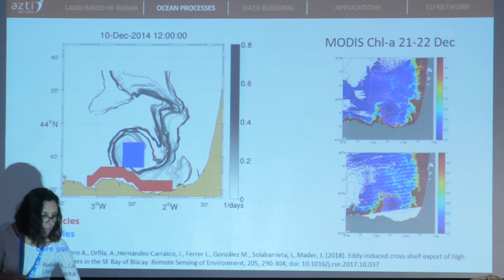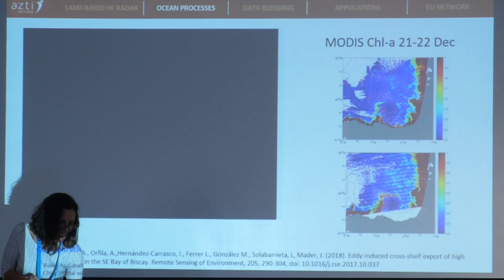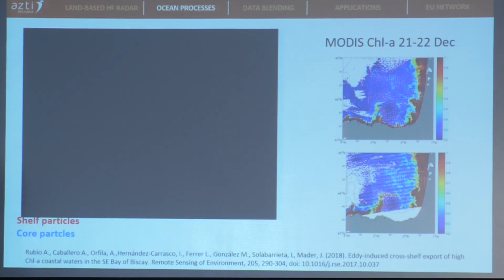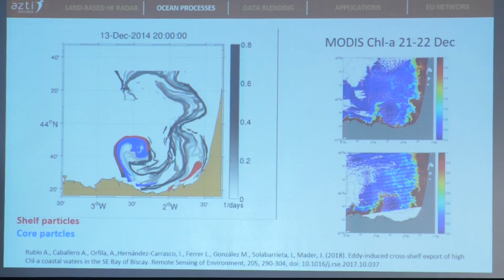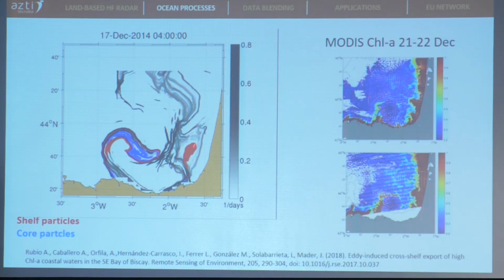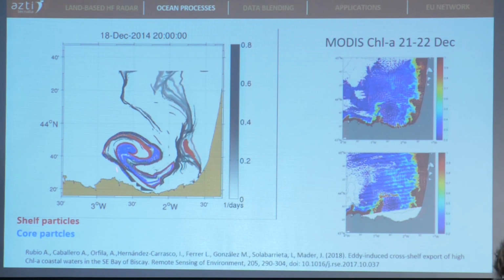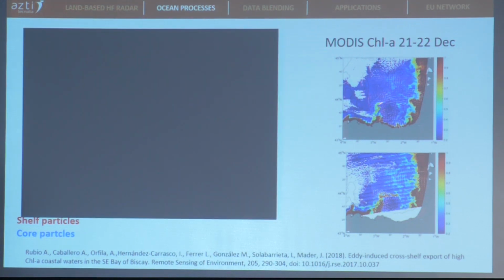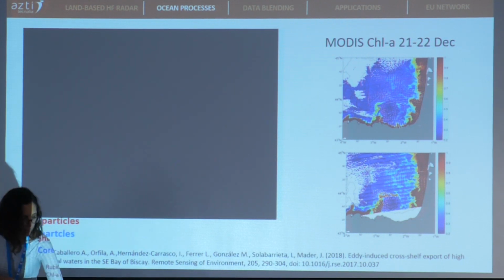So with the radar, we could do some interesting Lagrangian diagnostics. Here you see an animation, I hope, yes, of the finite size Lyapunov exponents and the fate of shelf particles in red, and how it matches quite well with the observed chlorophyll eye from MODIS in the area.